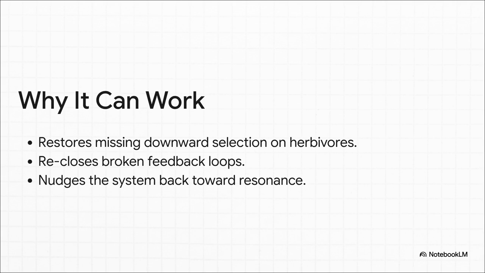So why can it work so incredibly well? Because when you bring back a top predator, you are performing a powerful act of what's called constraint amplification. You are literally reinserting that missing downward pressure on the herbivores, and in doing so, you're reclosing a broken circuit. Sometimes that one single action is enough to nudge the entire system back towards that stable, resonant, harmonious state.